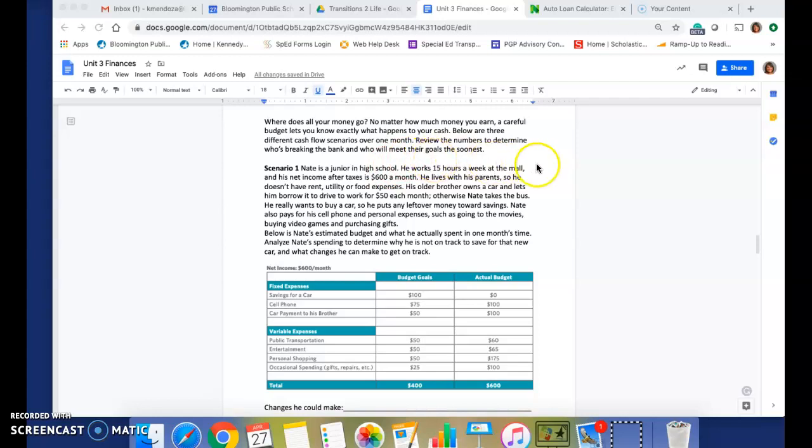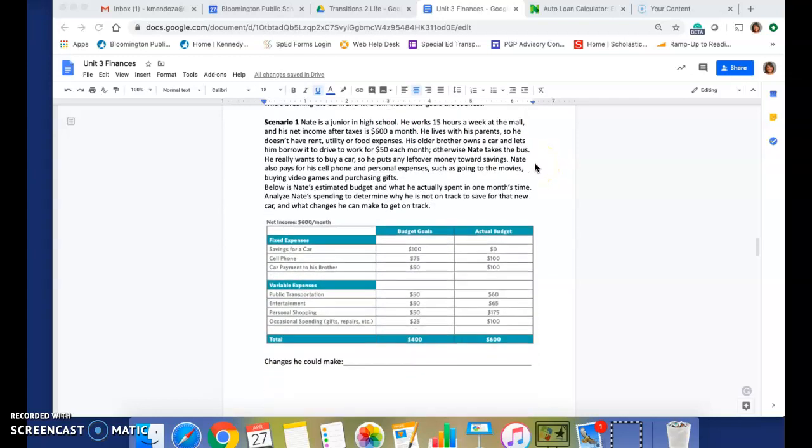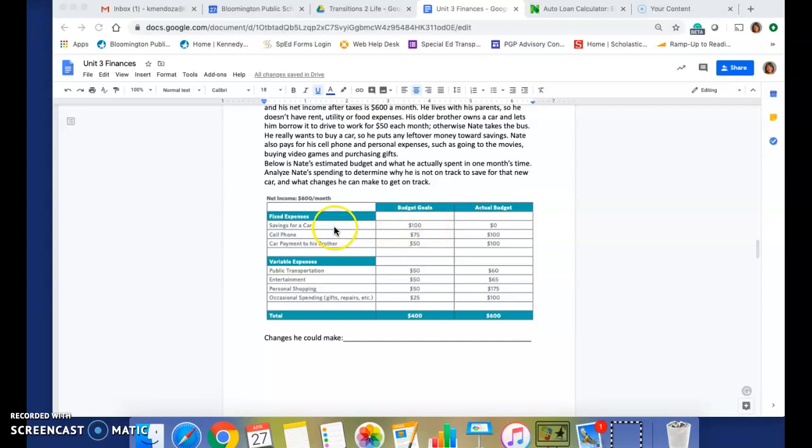And it tells you all sorts of information about him. And then it goes down here and it breaks it down into this chart for you. Okay. And so what I want you to do is I want you to read this and I want you to analyze his spending. And analyze means to look and think. I want you to analyze his spending.